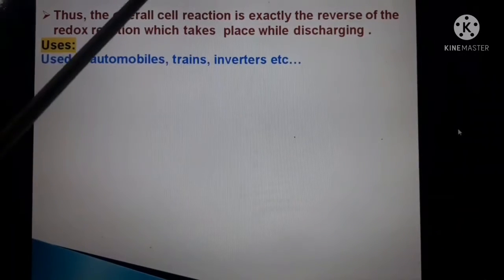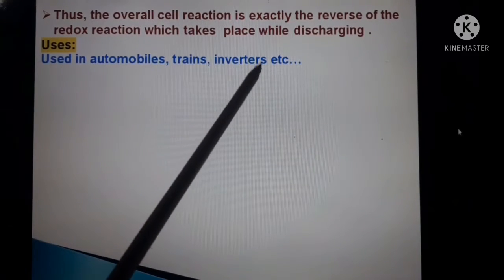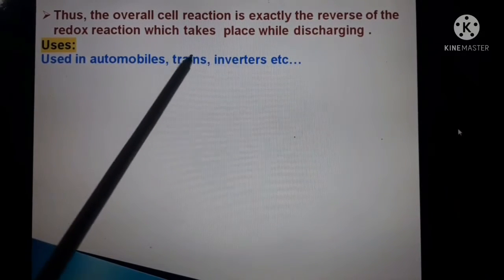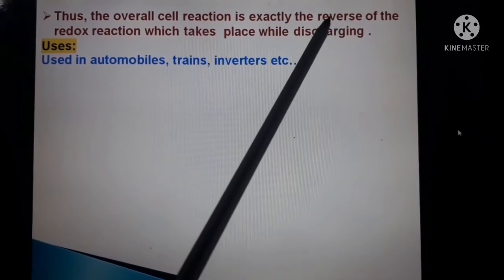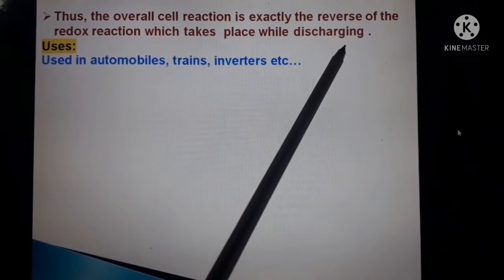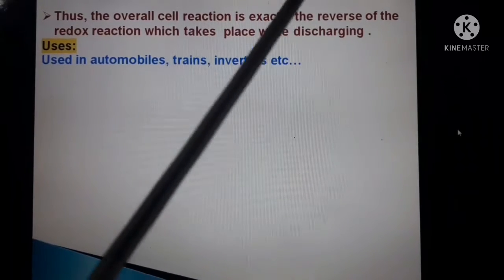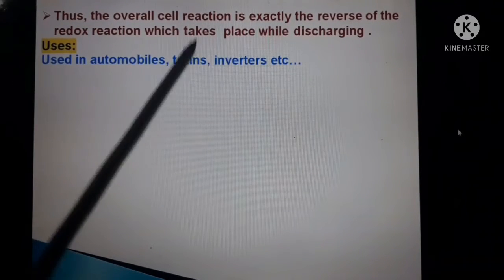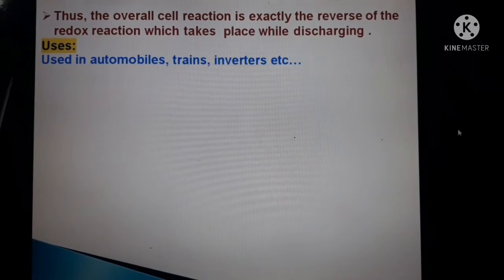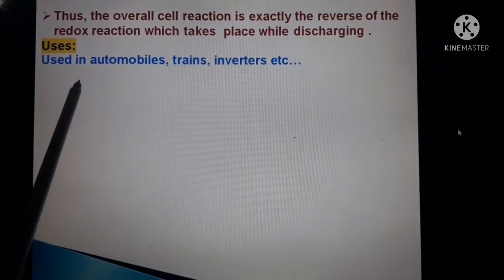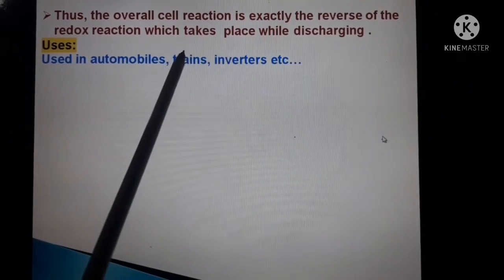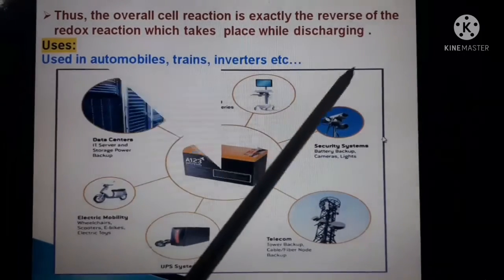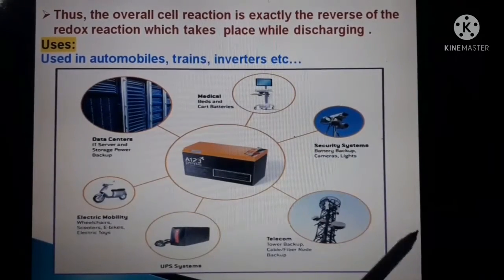The overall cell reaction is exactly the reverse of the redox reaction that takes place while discharging. I already explained that during charging one occurs, and during recharging the reverse process occurs. These are the principles. Used in automobiles, trains, inverters. You know very well, these are the applications in various fields.